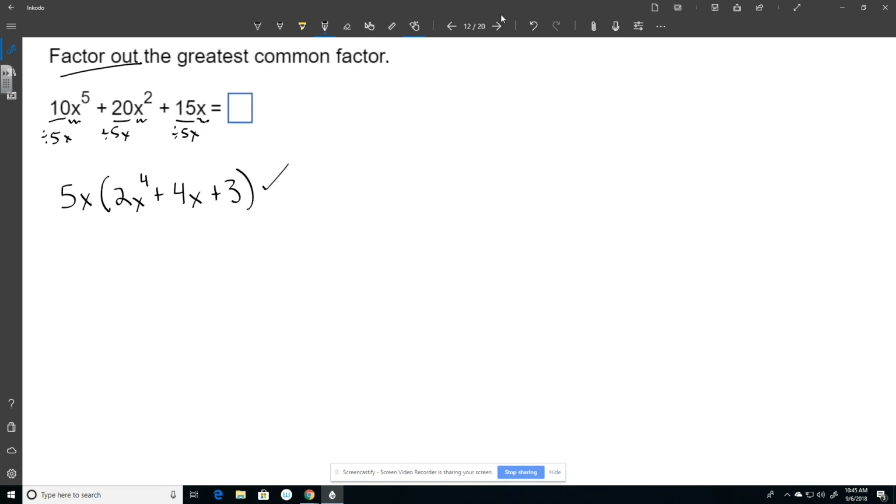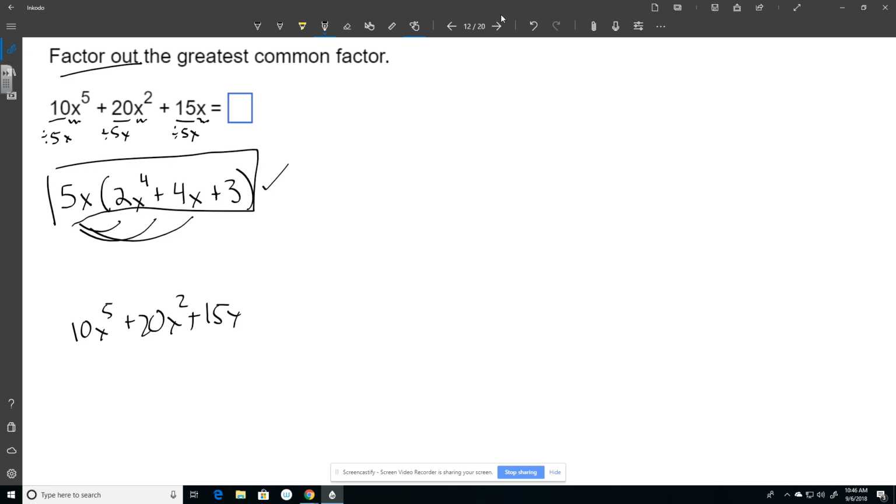If you want to check your work, distribute and see if you get back to where we started. 5x, multiply it by each of these and make sure we get the beginning answer. So that would be 10x to the fifth plus 20x squared plus 15x, which is what we wanted to end up with. So that is the correct final answer.